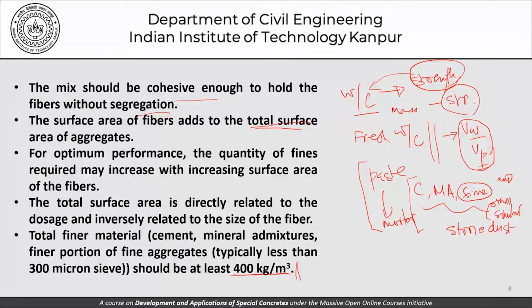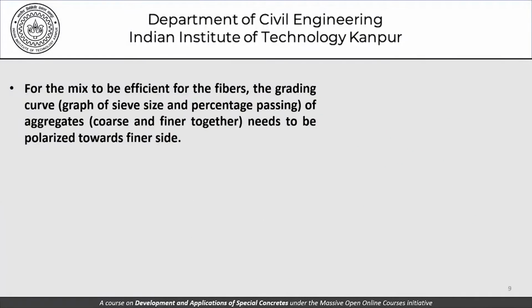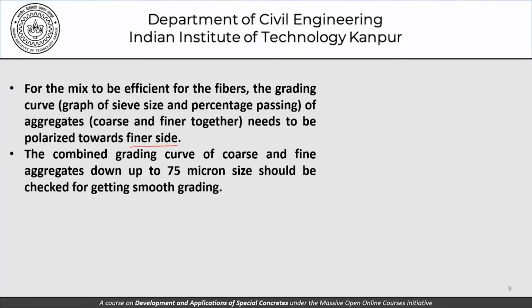So coming back to our story on fiber reinforced concrete, there is a limit, or almost a lower limit, I should say, on how much the fines content should be. For the mix to be efficient for the fibers, the grading curve, the graph of the sieve size and percentage passing of aggregates, coarser and finer together, needs to be polarized towards the finer side. The combined grading curve of coarse and fine aggregates down up to 75 micron size should be checked for getting a smooth grading. It's suggesting that compared to what normal concrete demands, the grading of the coarse aggregate and the fine aggregate, the overall grading curve, needs to be more closely watched when we are talking of fiber reinforced concretes.